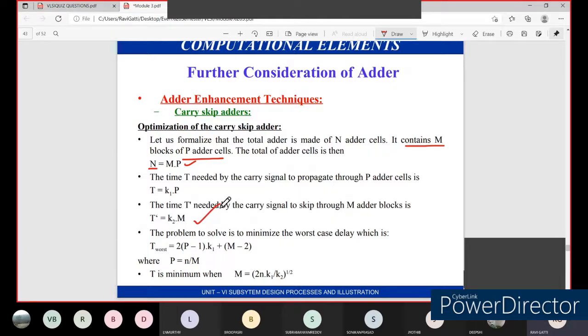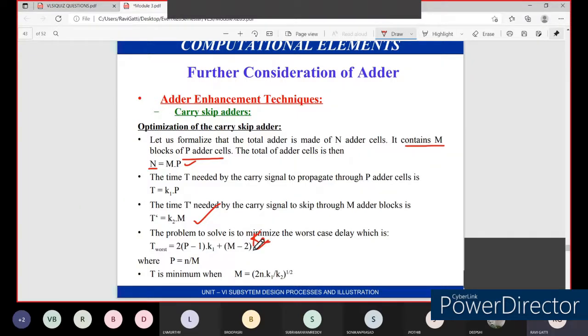Now if I want to calculate the worst scenario, that is, the maximum propagation delay I can expect in this carry skip adder, then doing the calculation you will get T = 2(p − 1) × K1 + (m − 2) × K2. Sorry, here the K2 was missing: (m − 2) × K2 is what you will get.